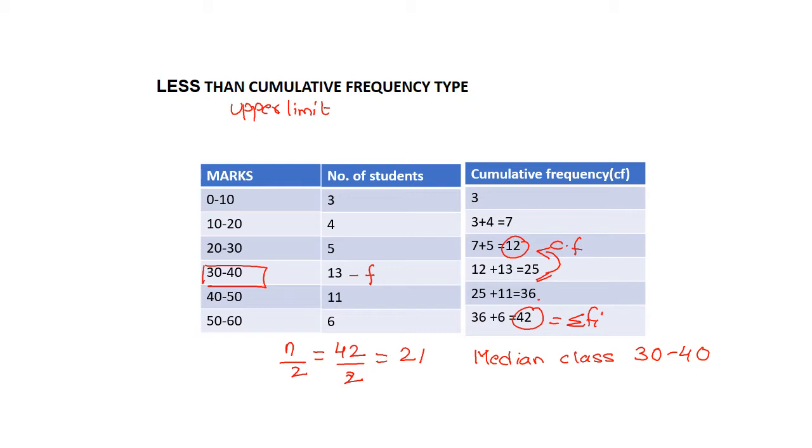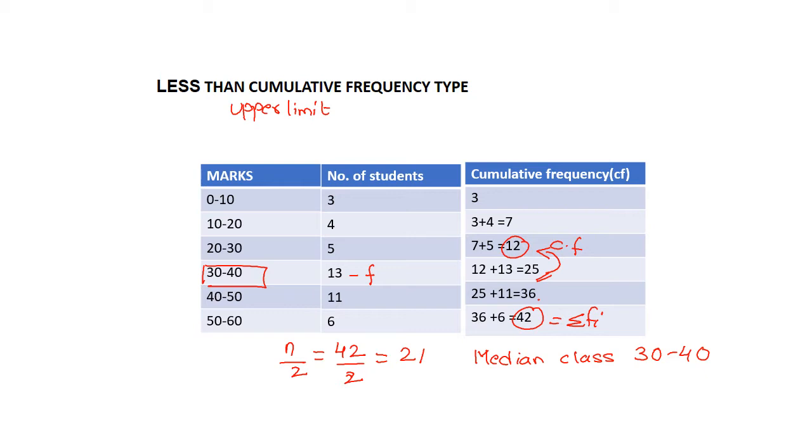So here this 21, you have to see in the cumulative frequency the number which is greater than 21. So greater than 21 is 25. So here the median class, you can say, lies between 30 to 40. So we can say the median class is between 30 to 40.